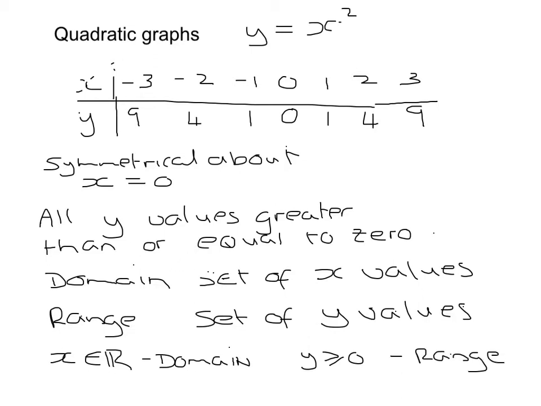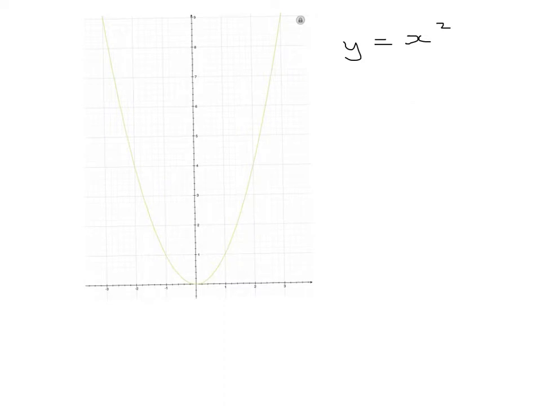Now the way I remember which one's which out of domain and range is D comes before R in the alphabet, and X comes before Y. Therefore X is the domain and Y is the range. Now if we were to plot the graph y equals x squared, it would come out looking like this. Now the important thing here is to look at some key points.